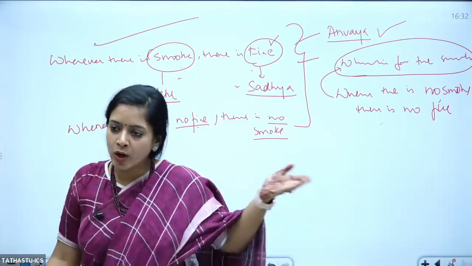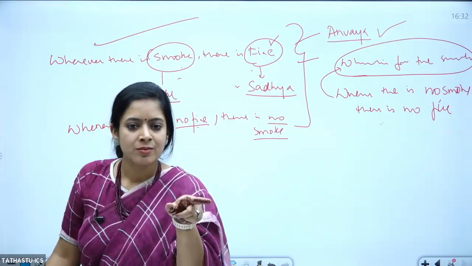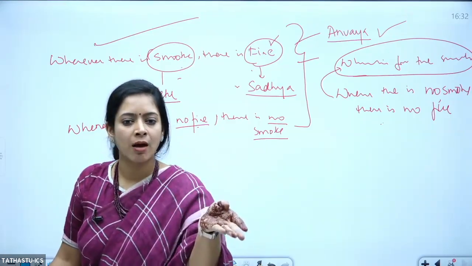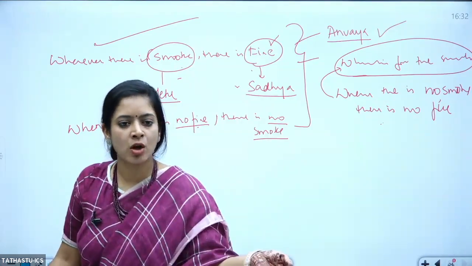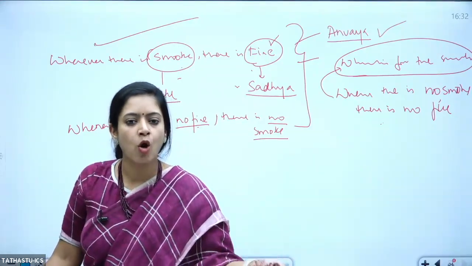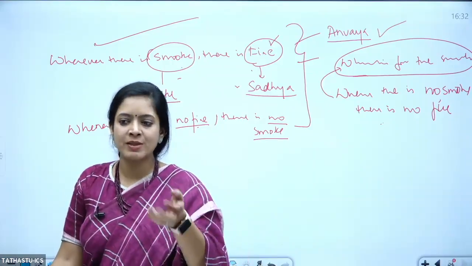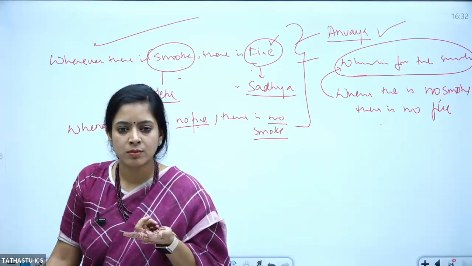It makes sense only if you observe something, because inference is based on paksh dharmata, and vyapti itself is based on observable fact. There must be something to observe. But if there is no smoke, what will you observe? Nothing.